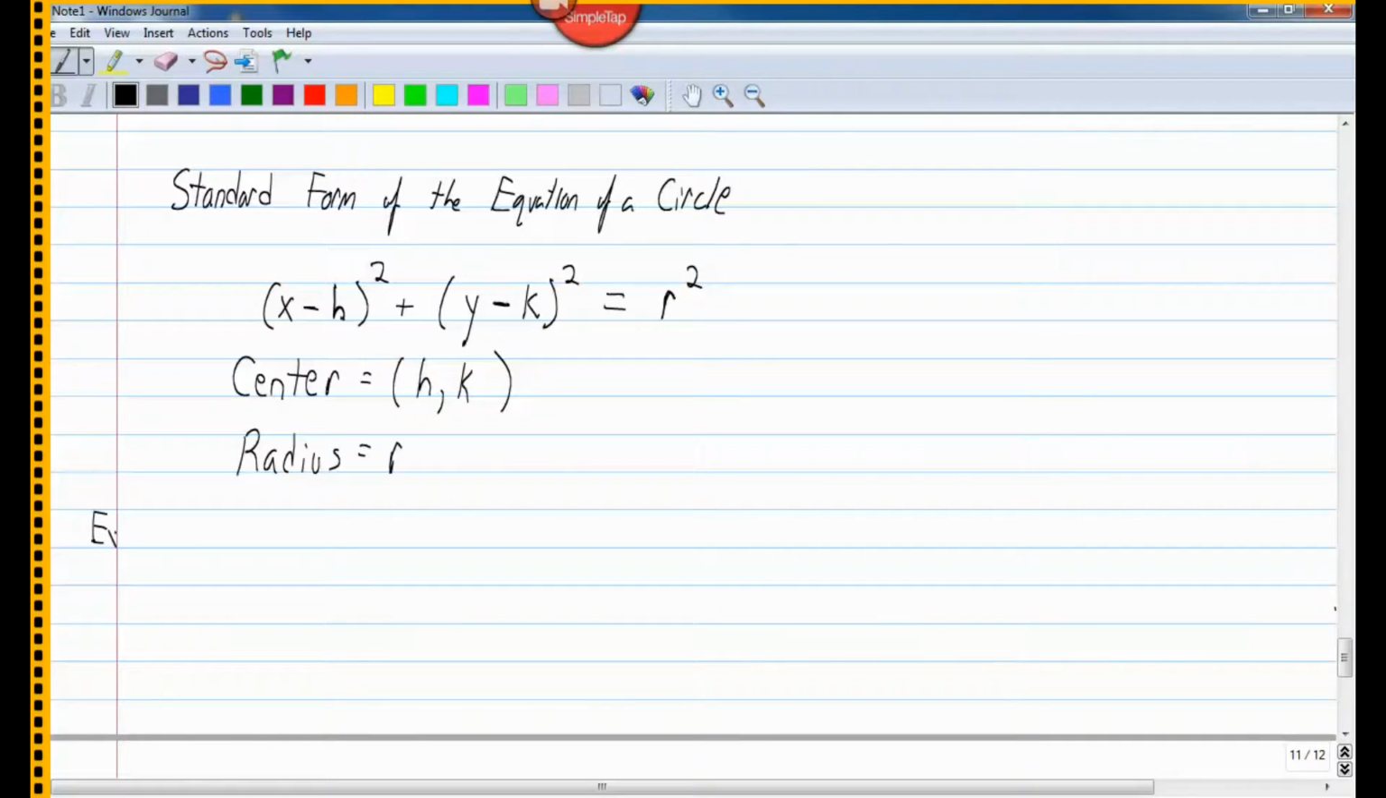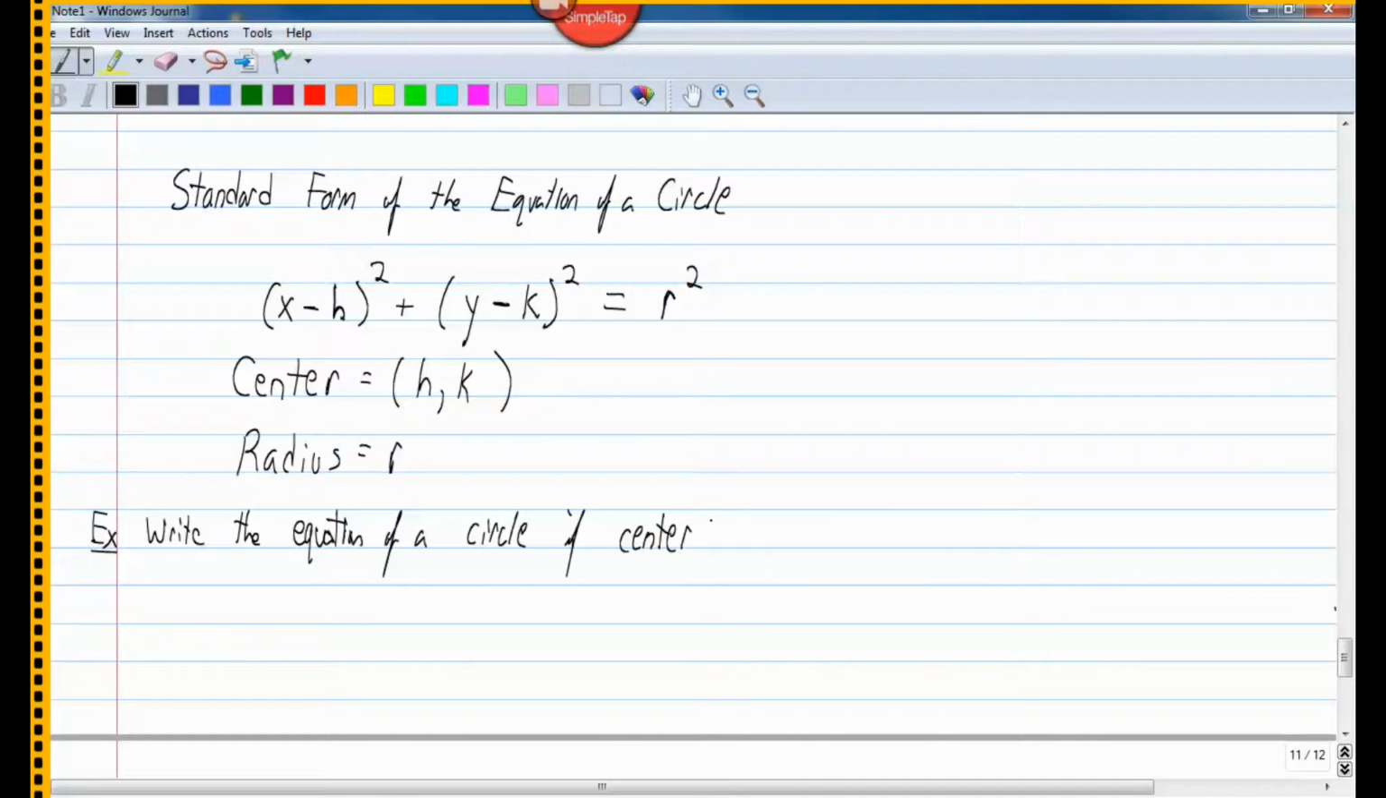Alright, so let's write the equation of a circle if the center equals (2, 3) and the radius equals 4. Alright, and this is the form that we want to write it in. This right here. So our center, that's (h, k), and our radius, our r, is 4.